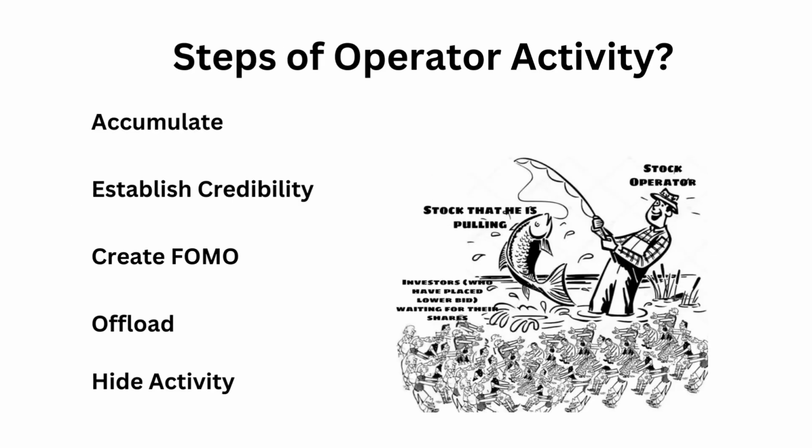Steps of an operator activity. The number one step is to accumulate the stock. Step 2 is to establish credibility. Step 3 is to create FOMO. Step 4 is to offload the stock. And step 5, hide the activity.